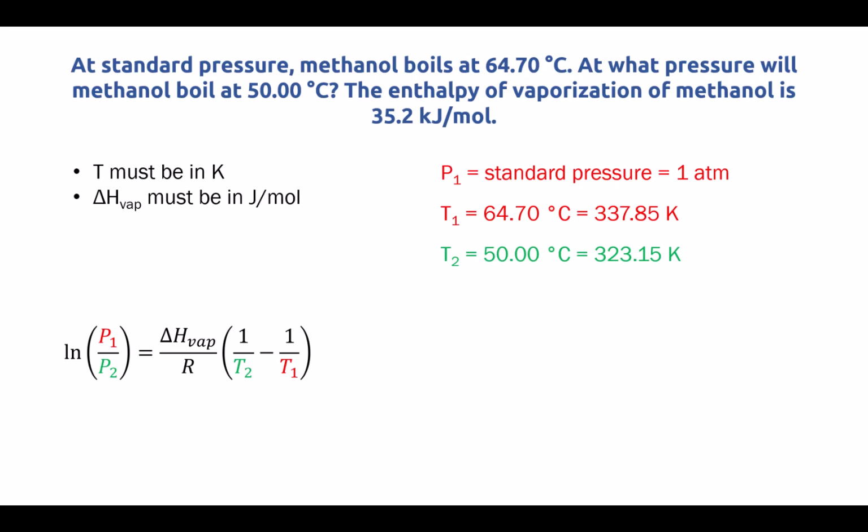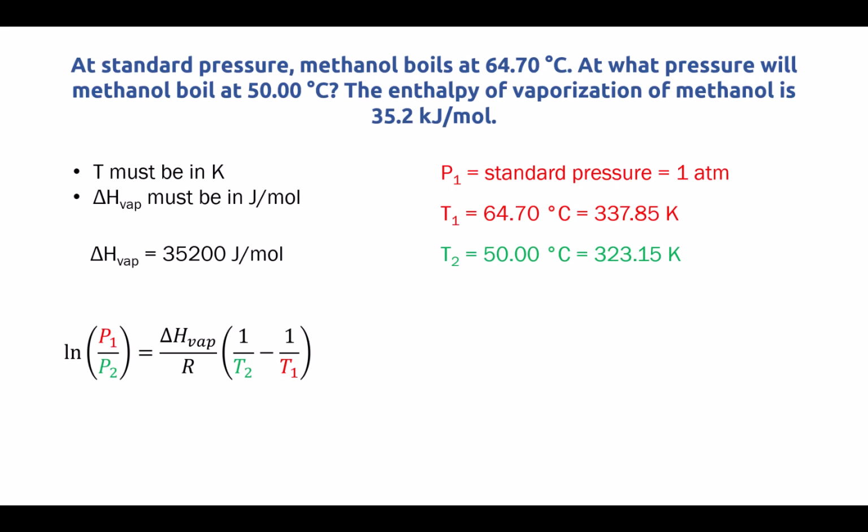323.15 Kelvin. So that means I'm solving for P2 in this question, because P2 is the pressure that corresponds to my T2 value. The other thing is that delta H of vaporization is 35,200 joules per mole once I convert it from kilojoules into joules.